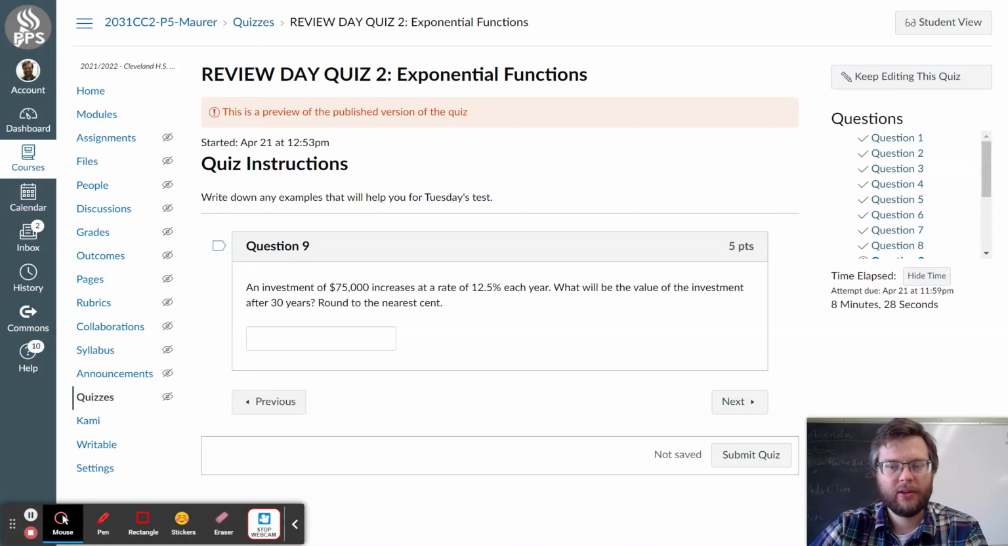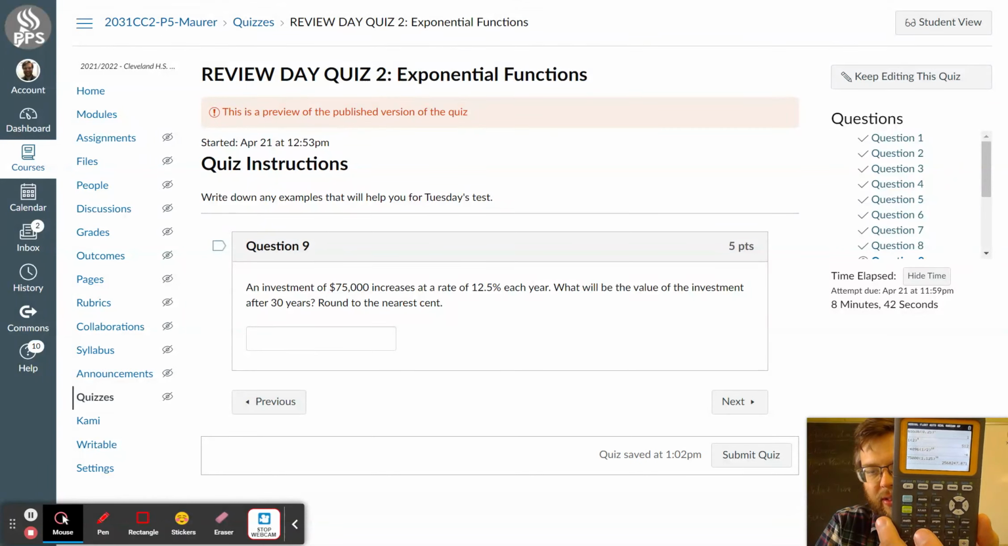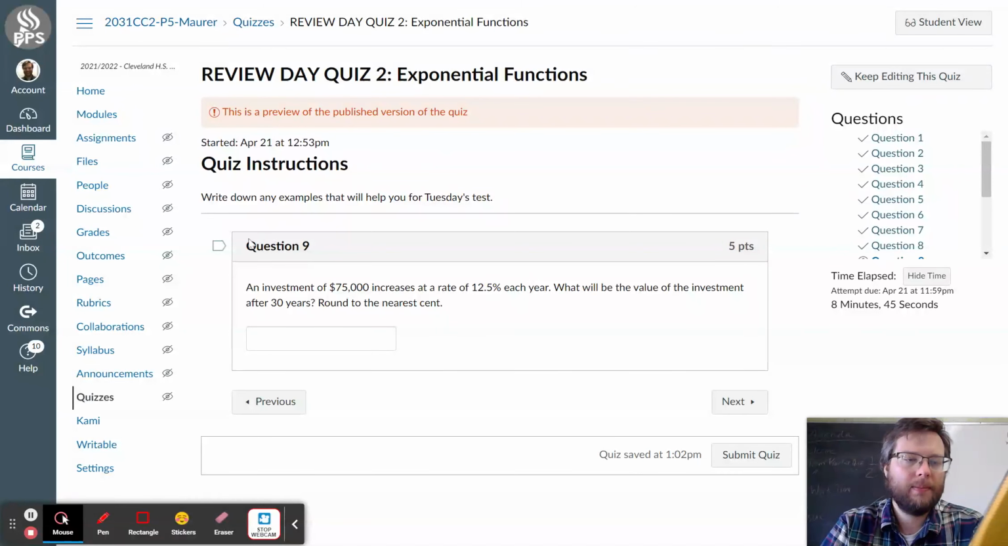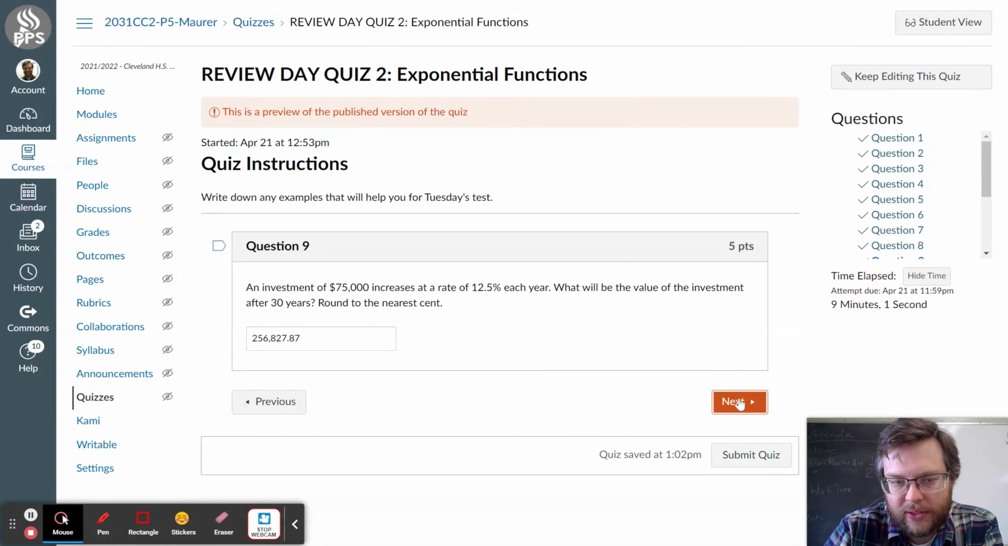Now this one, we just figured out the equation was 75,000 times 1.125 raised to the x, and this one asks for the value after 30 years. So I just typed in the equation 75,000, 1.125 raised to the 30th, and it's a gigantic amount of money. The idea, again, is that exponential growth gets really big eventually. So that's the amount of money that you have. So it looks like just by sitting on it, your money becomes $256,000. That's not so bad.